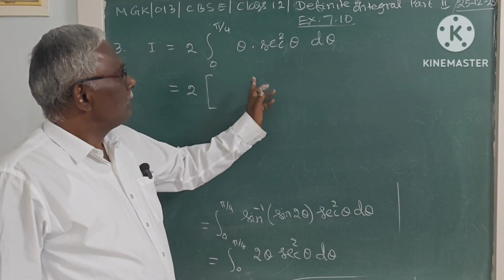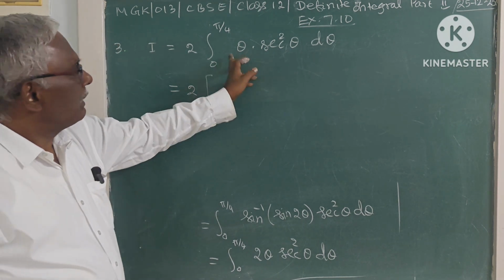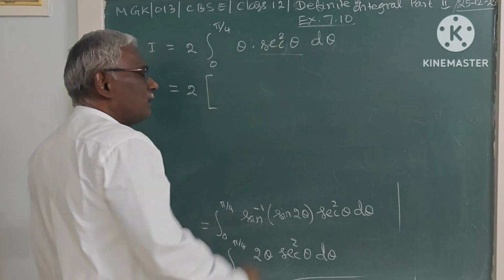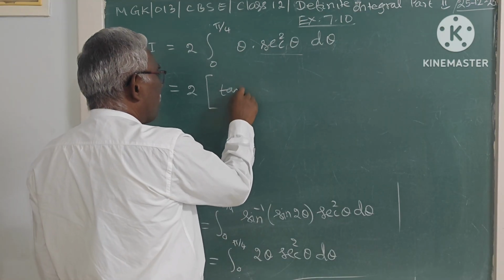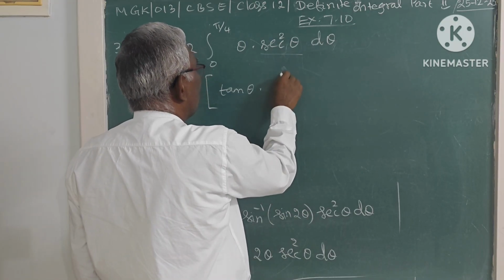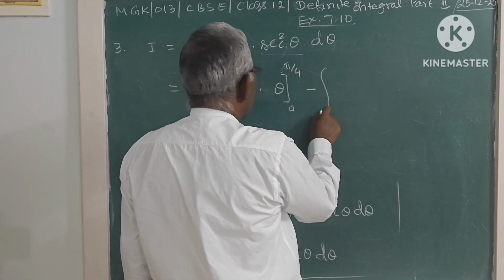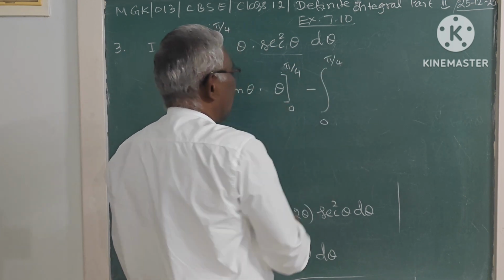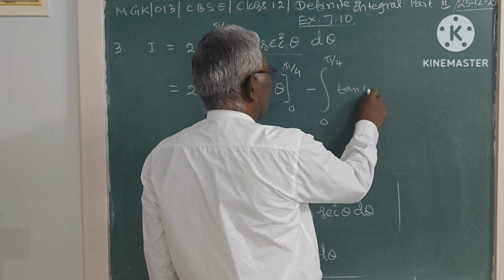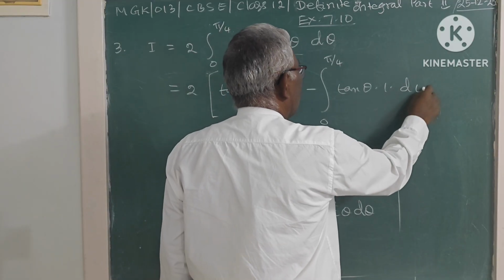How to evaluate this integral now? You can see here integral theta, secant square theta d theta form. That means we have to integrate this by integration by parts. We will integrate secant square theta. If we integrate secant square theta, what will come? Tan theta into second function theta. So for this we will substitute the limits 0 to pi by 4, then minus integral of integrated function tan theta into differentiation of other function theta. If we differentiate with respect to theta, 1 into d theta comes.